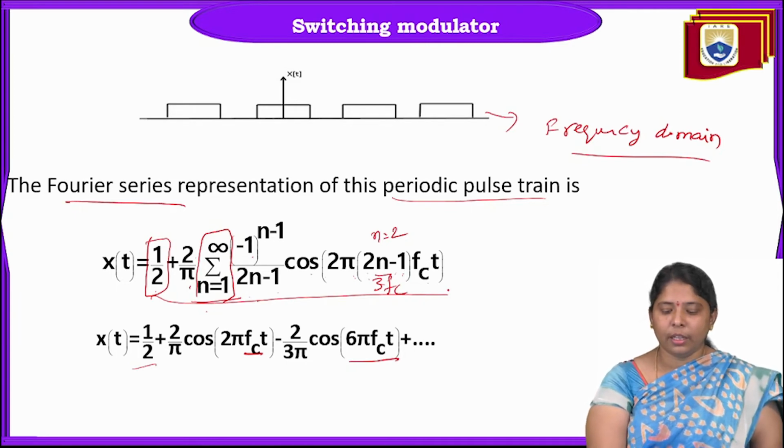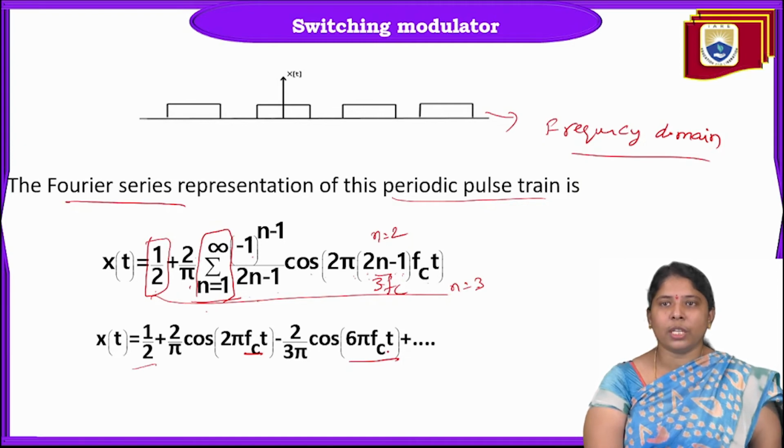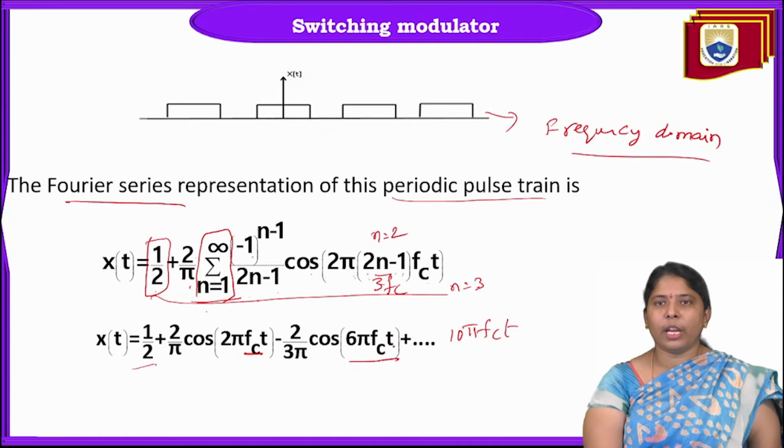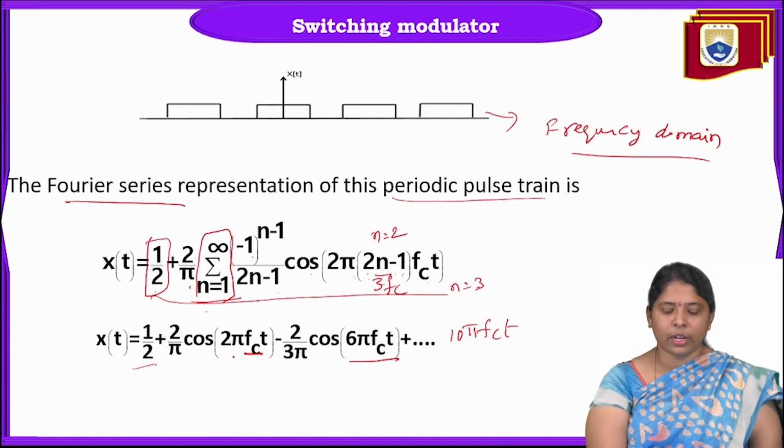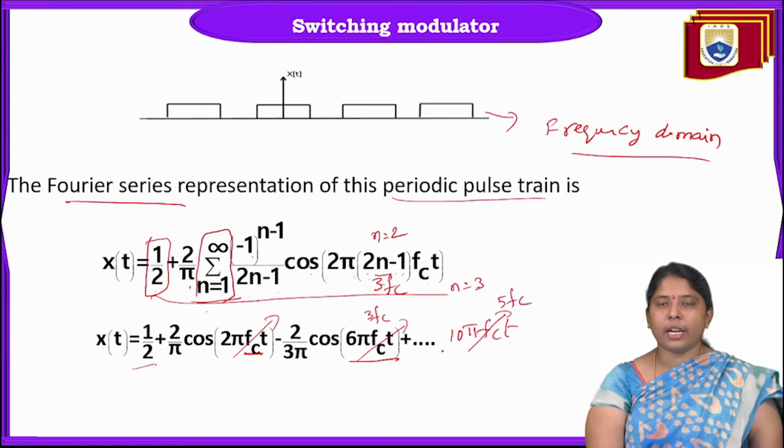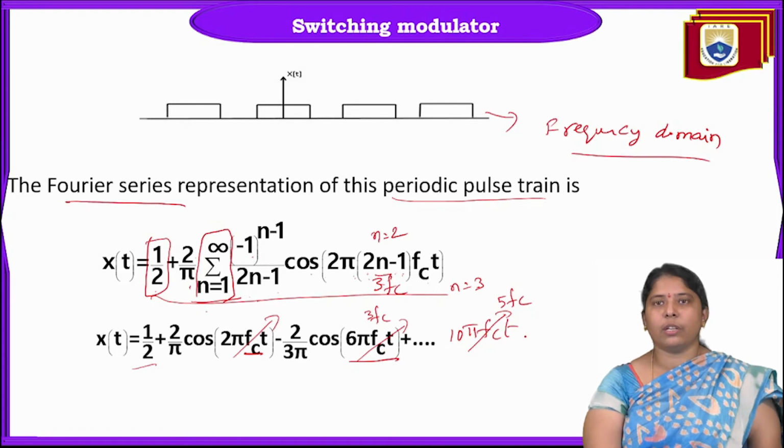Similarly, n equal to 3 means 2n minus 1, 2 threes are 6 minus 1, that is 5 Fc. 5 twos are 10 pi Fc. The next term frequency is 10 pi Fct. So like this we are going to get the harmonics of Fc. The first term contains the frequency Fc, the second term contains the frequency 3 Fc, and the third contains the frequency 5 Fc. So it contains the harmonics Fc, 3 Fc, 5 Fc, 7 Fc and so on.